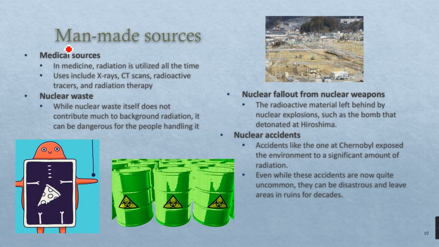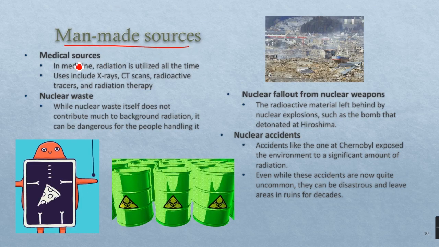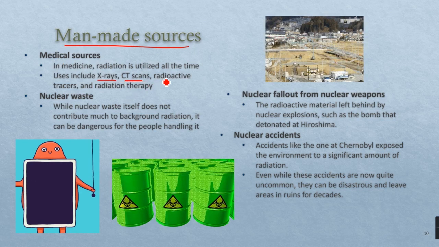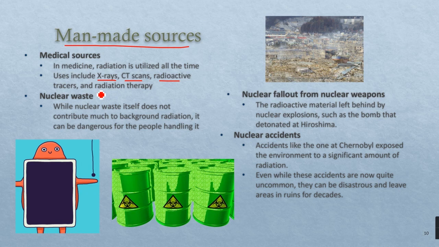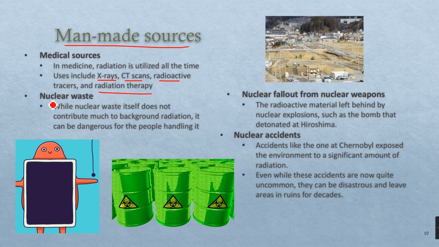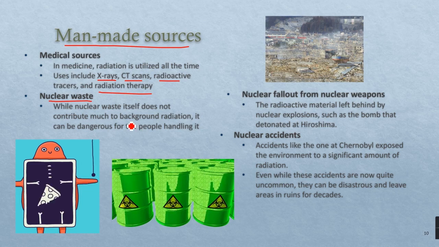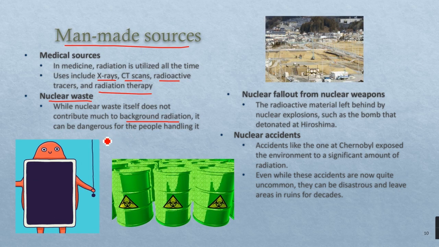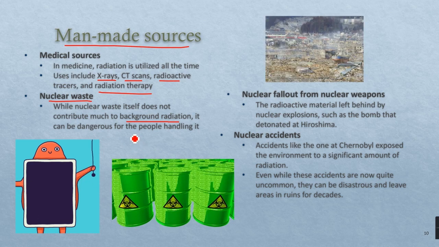So lastly, we need to talk about the man-made sources. The man-made sources mainly include the medical sources like X-ray machines, CT scans, and also radioactive tracers that can be consumed to track some radiation inside the body, or radiation therapy. And others that are very obvious, which is the nuclear waste from nuclear power plants and nuclear reactors, which don't contribute directly to background radiation, but if there is some seepage or dangerous handling, the people maintaining and protecting us from the nuclear waste can also get some radiation from them.